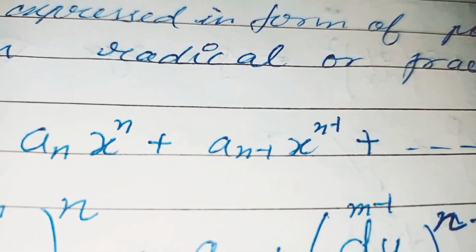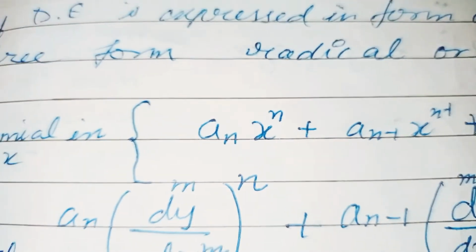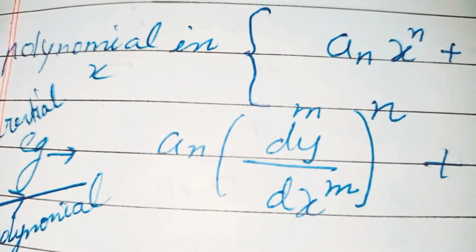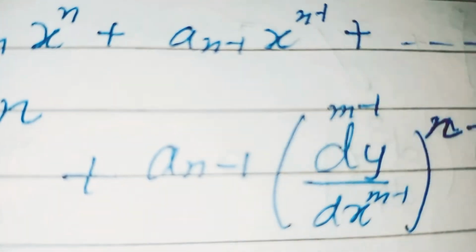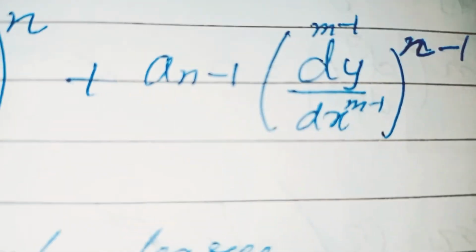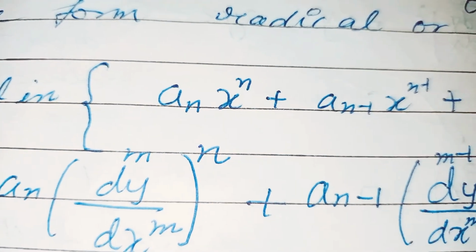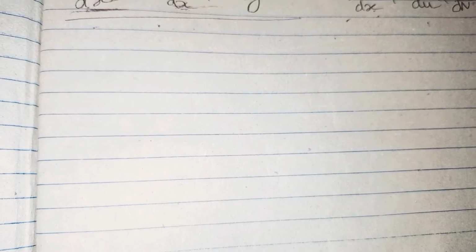As we have seen, a polynomial is in the form of this, so a differential equation should be in the form of a to the power, repetitive, where m and n should belong to the natural numbers. M and n should be natural numbers only.